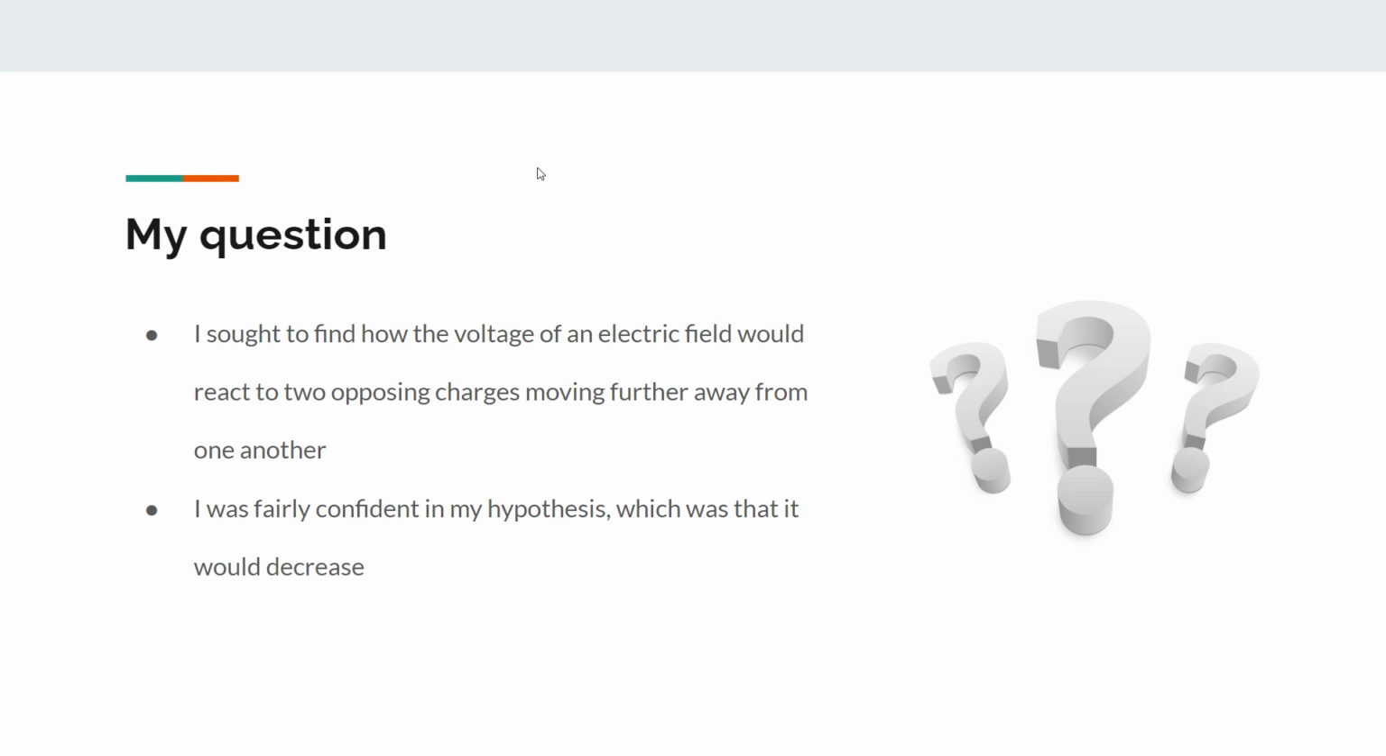My question that I postulated was how the voltage of an electric field would react to two opposing charges moving further away from one another. The way I collected data was that I would originally start with 100 centimeters away from each other. I would have one negative charge on one end and one positive charge on the other end, and then measure in the center of the two using the ruler tool.